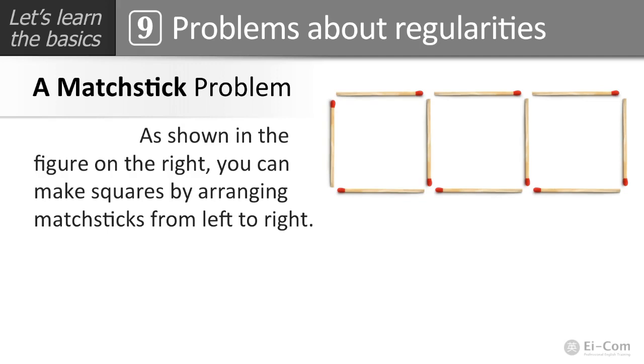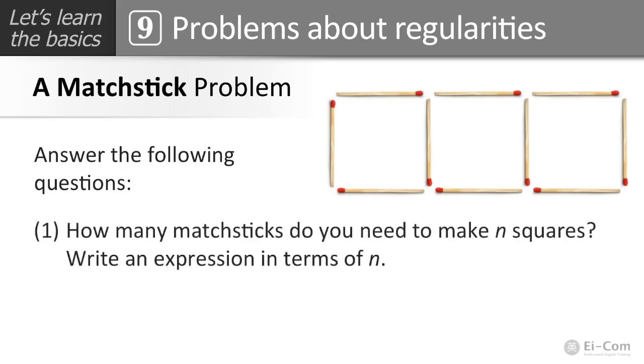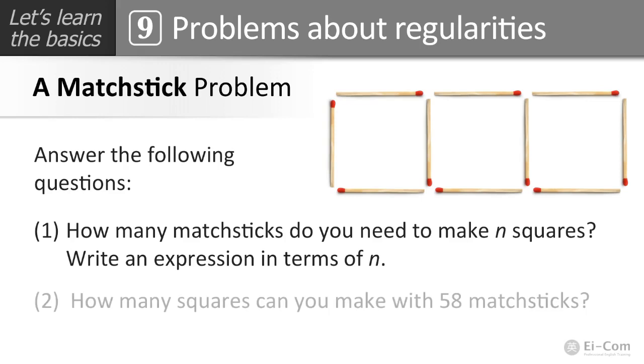As shown in the figure on the right, you can make squares by arranging matchsticks from left to right. Now, answer the following questions. How many matchsticks do you need to make n squares? Write an expression in terms of n. And how many squares can you make with 58 matchsticks?